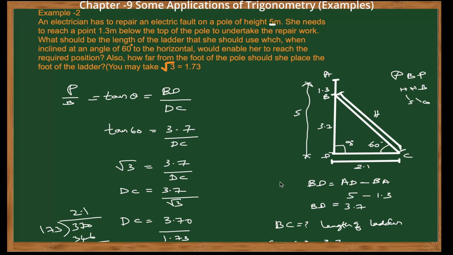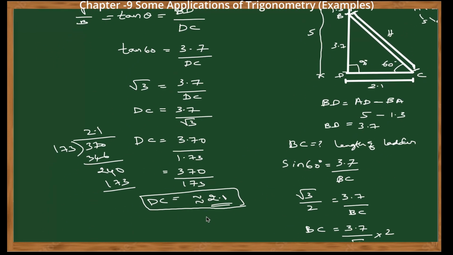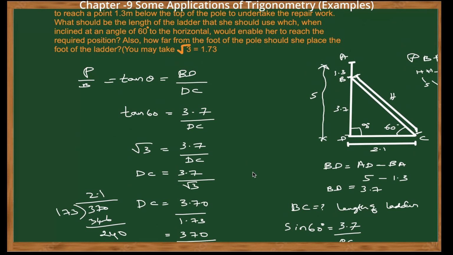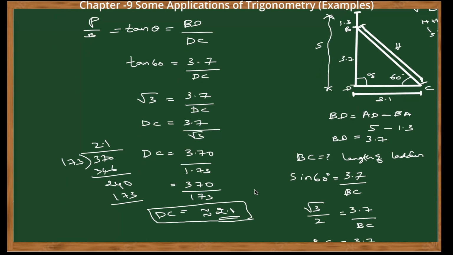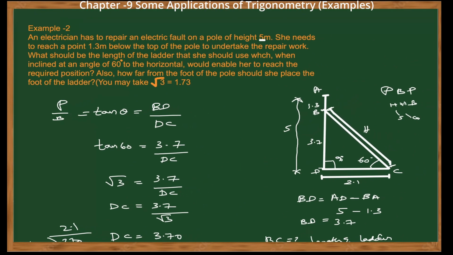Two things have been asked here, and you need to highlight both of these. DC, you can mention it, is nothing but the distance from the foot of the pole to the foot of the ladder. Hope this is clear, students. So let's move to our next question.